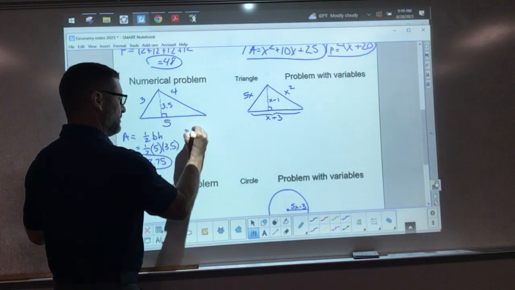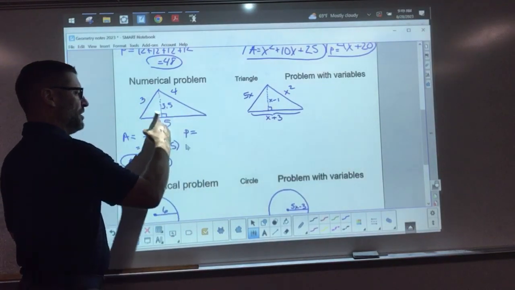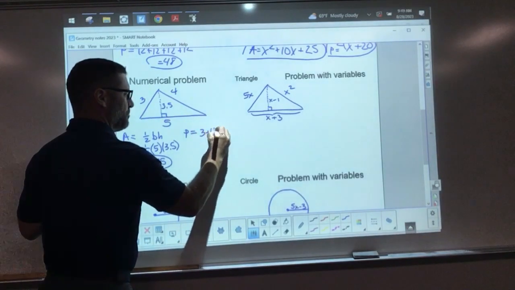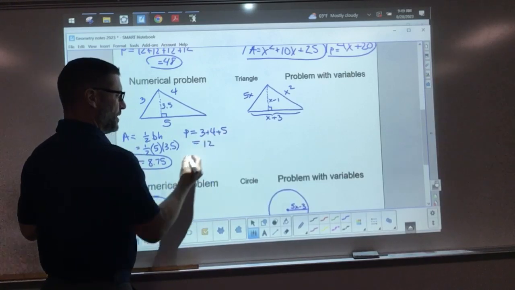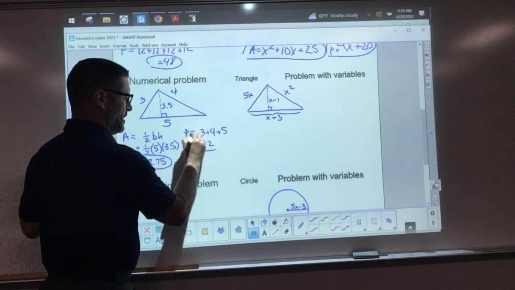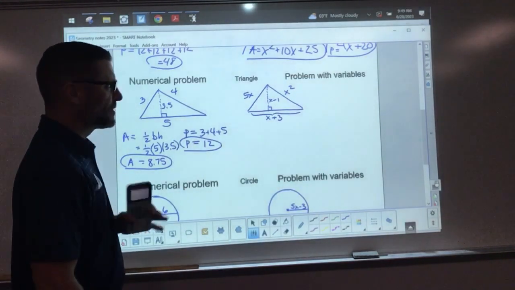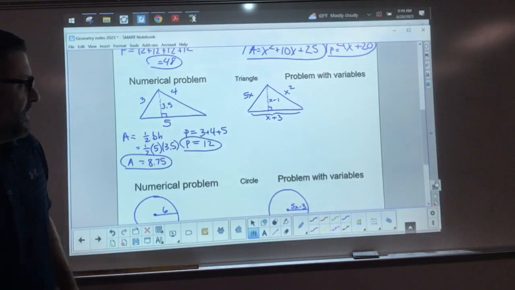The perimeter. The perimeter is add up all sides. 3 plus 4 plus 5, 9 plus 3. I got 12 for the perimeter. Add up all the sides. All right, a problem with variables.